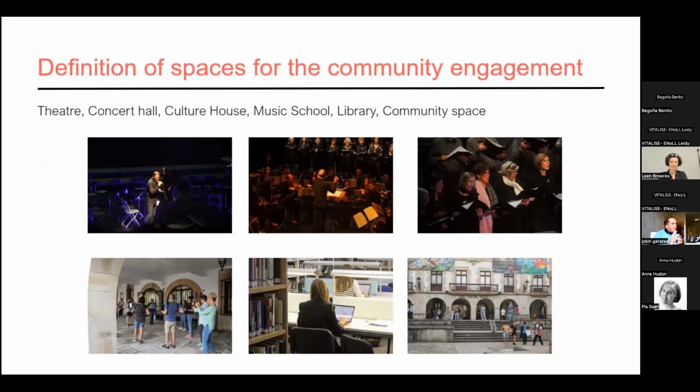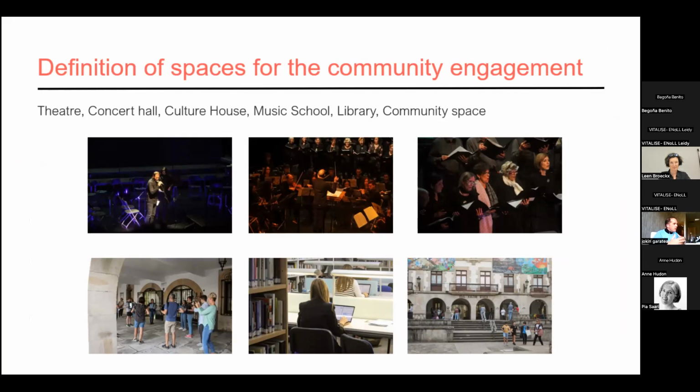So the definition of spaces, we define these spaces together with the citizens. In which spaces are we going to develop it? What do you consider a space in an urban area? What is a good space for co-creating this kind of services and products? We need to rethink the space approach.